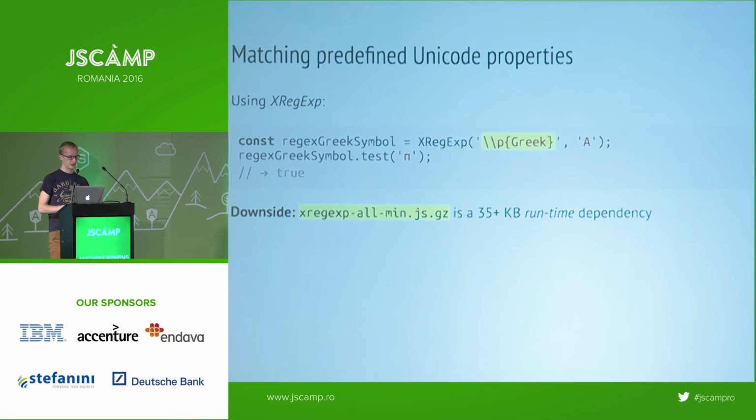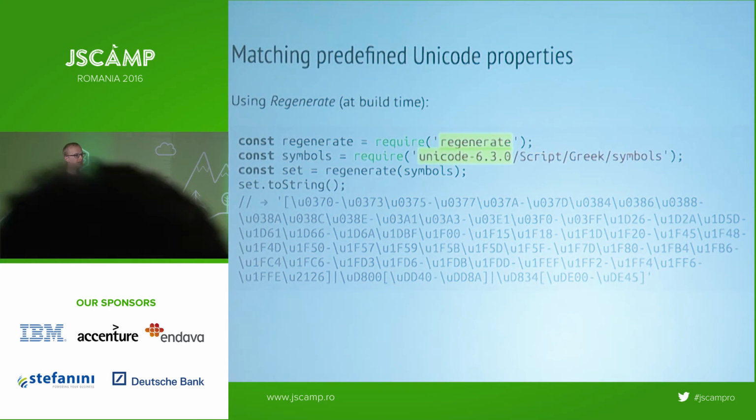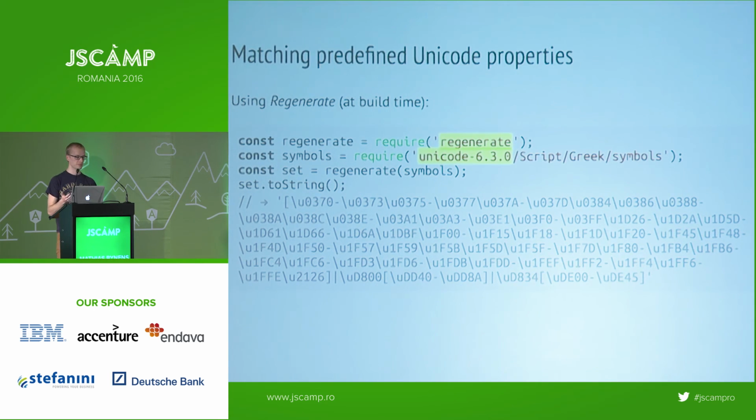Now, luckily, there is another way to do this. You can pre-compile the regular expressions and then use those compiled regular expressions in your source code. And there's a library that you can use to do this. It's called regenerate. And it basically takes an array of symbols or code points, and it will then create a regular expression pattern for you that only matches those symbols that you tell it to match.